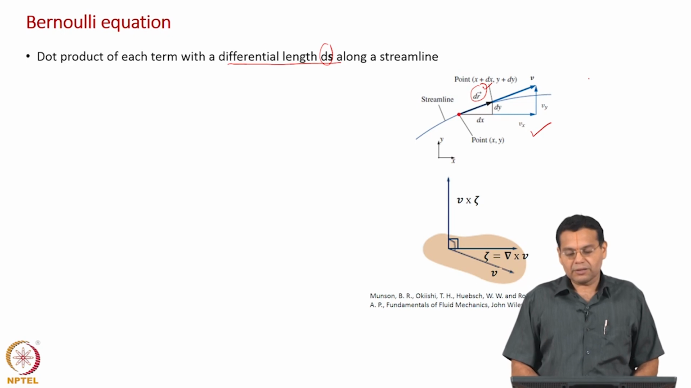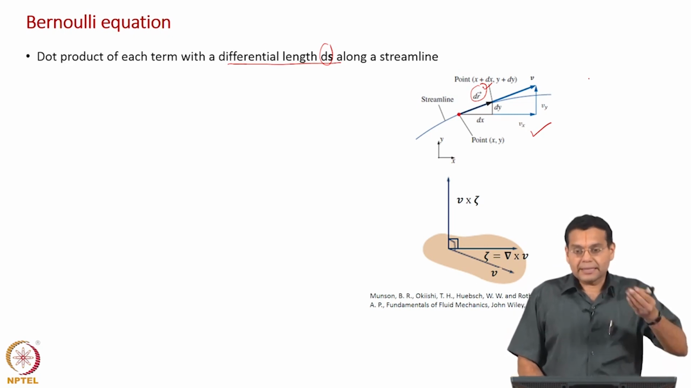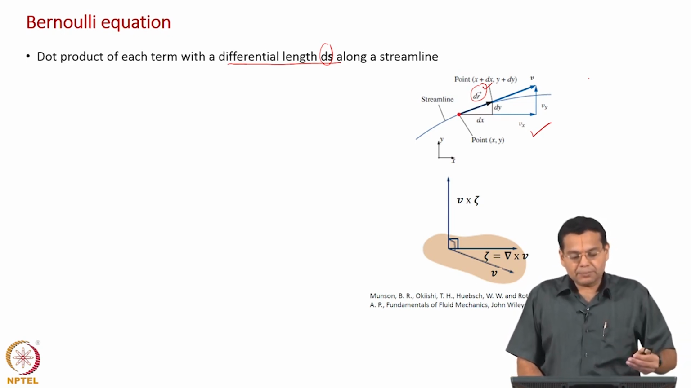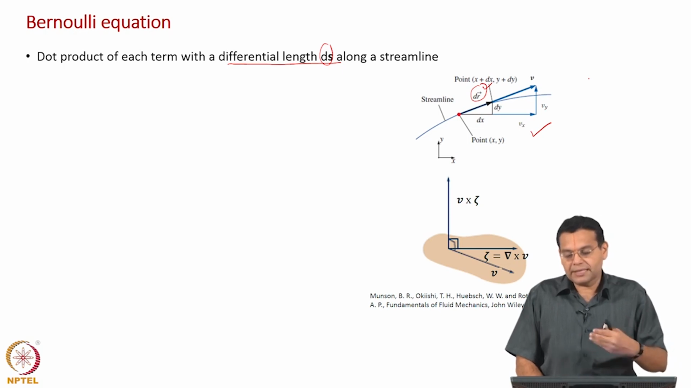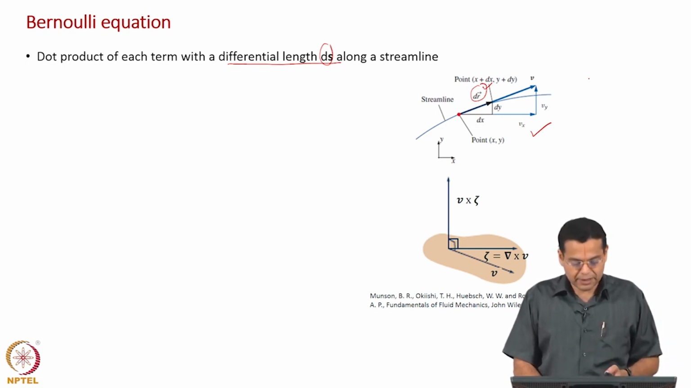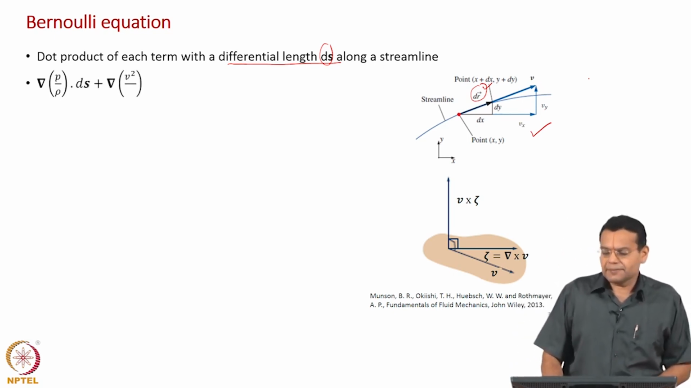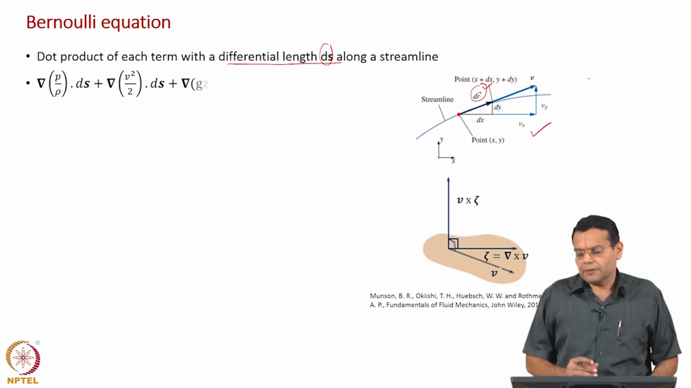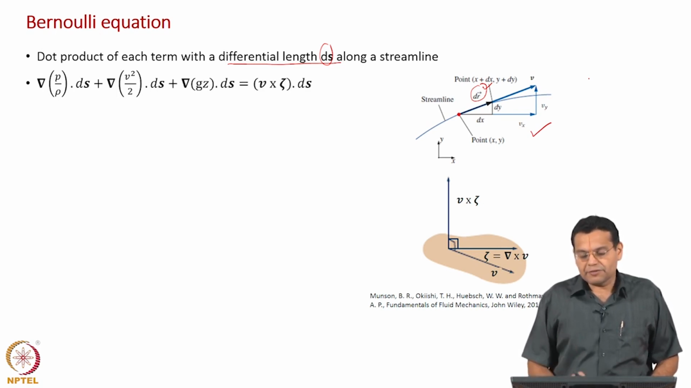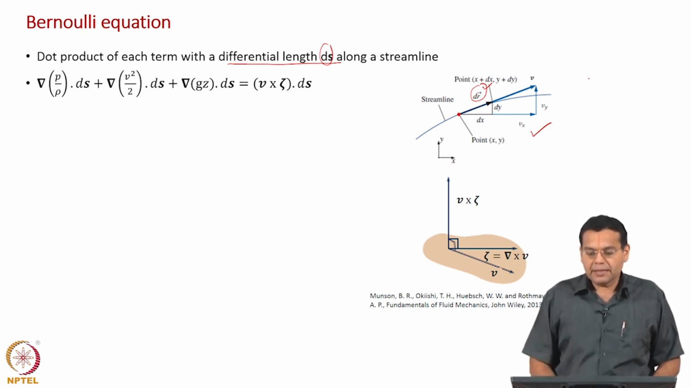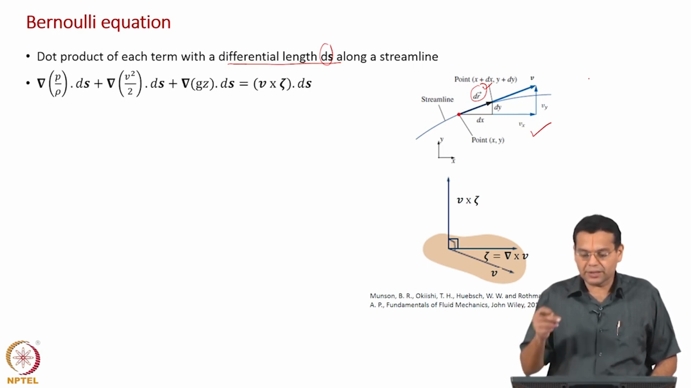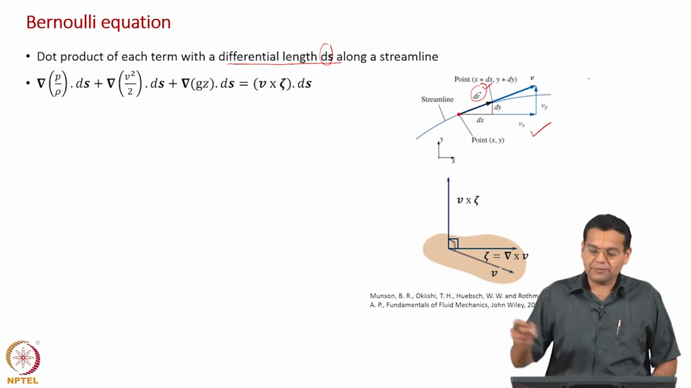Okay. So, what is it that we are going to do now? Take the earlier equation, take a dot product of each term with the differential length ds vector along a streamline. Let us do that, and remember that ds vector is along the velocity vector. Why is that? You have a differential length along the streamline, which means it is tangential to the streamline, and we define a streamline in such a way that if you draw a tangent you get the velocity vector. So, ds vector is parallel to the velocity vector.